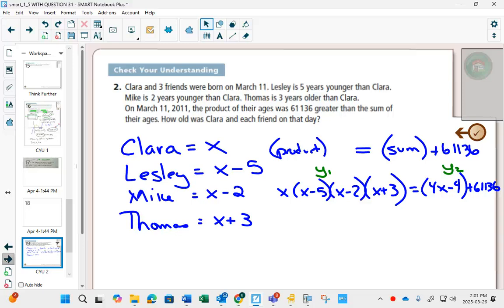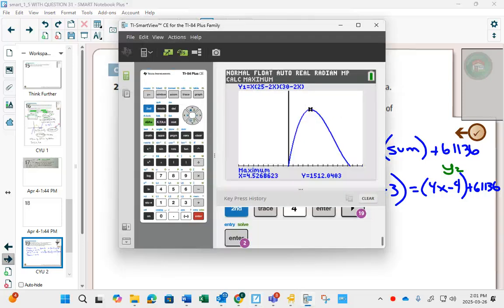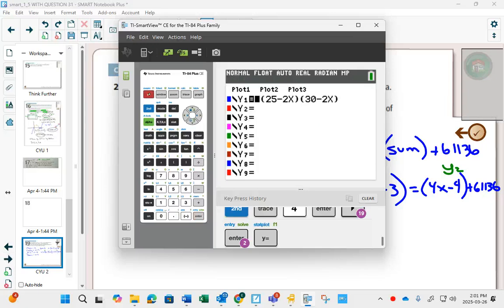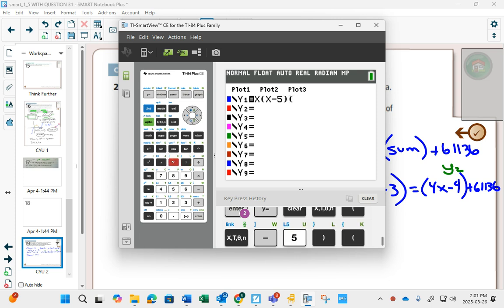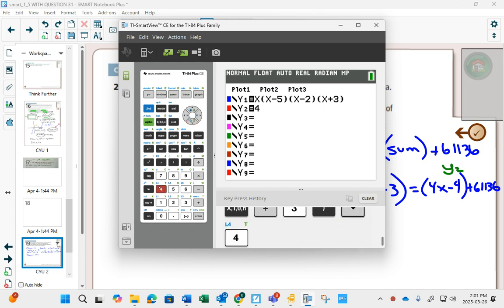All right, so I'm going to go to y equals. I'm going to clear this out. I'm going to do x times x minus 5 times x minus 2 times x plus 3. And on the other side, you could combine your like terms there if you wanted.